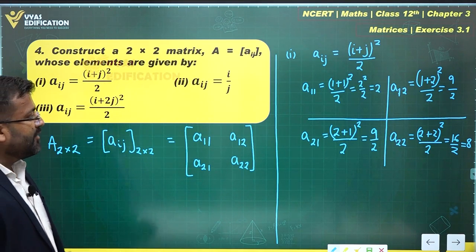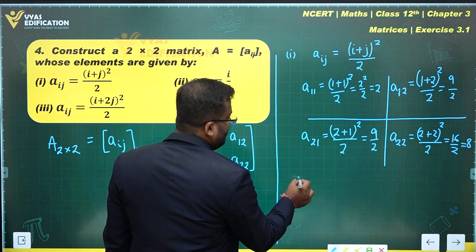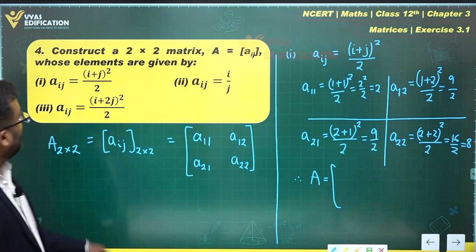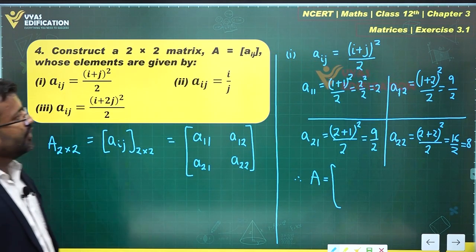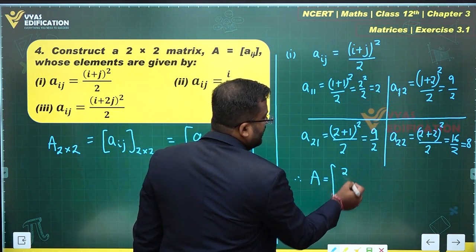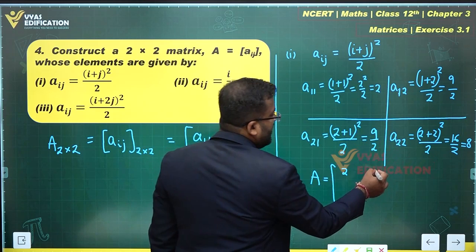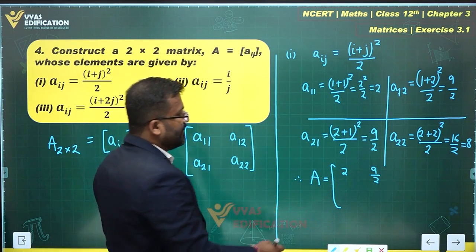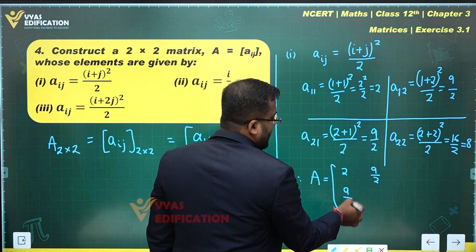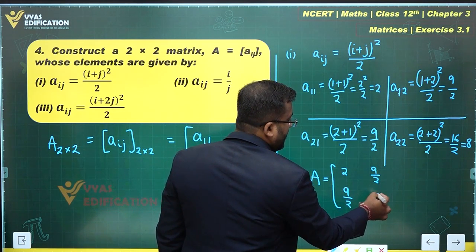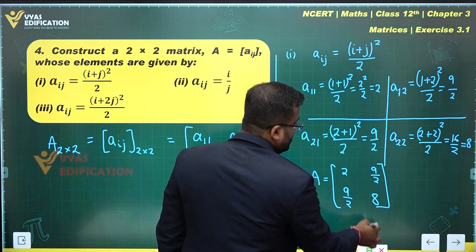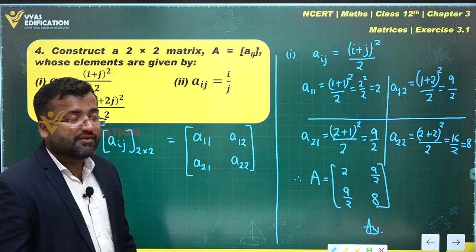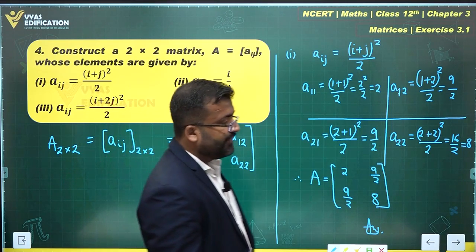Now, do I get my matrix A very easily? Yes. Therefore, matrix A, which is a 2 by 2 matrix, for this particular part would be equal to what? A11 is 2, A12 is 9 by 2, A21, as you may observe, is 9 by 2, and A22 is 8. This is my answer for part 1.